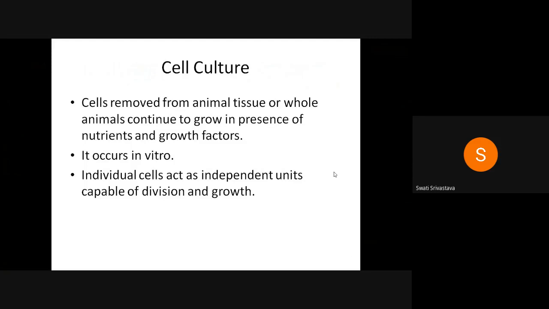So now the approach has shifted from growing tissues to maintaining single individual cells. So synonymously people use it, but rather it is that you are culturing the individual cells.